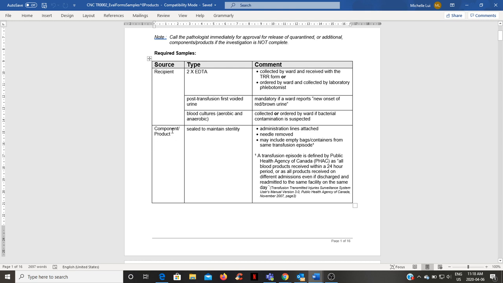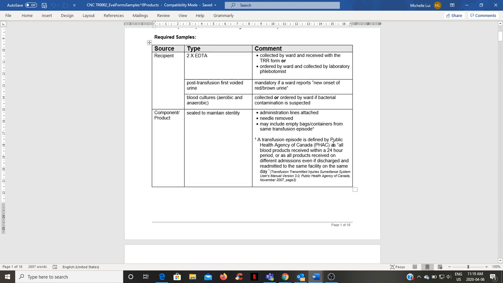Okay, require the component and product back, yes. Administration lines attached, no needles please. May include empty bags or containers from the same transfusion.